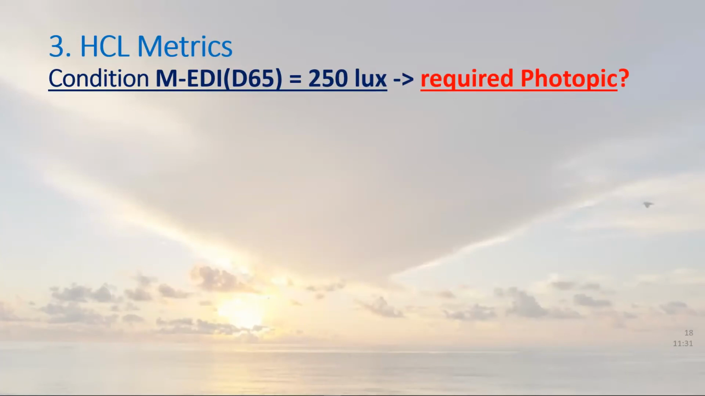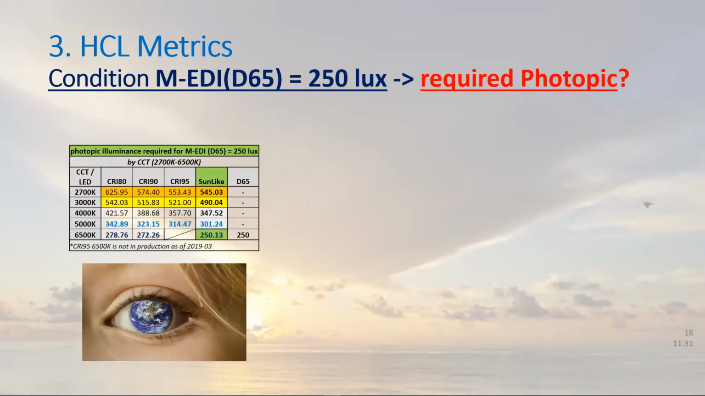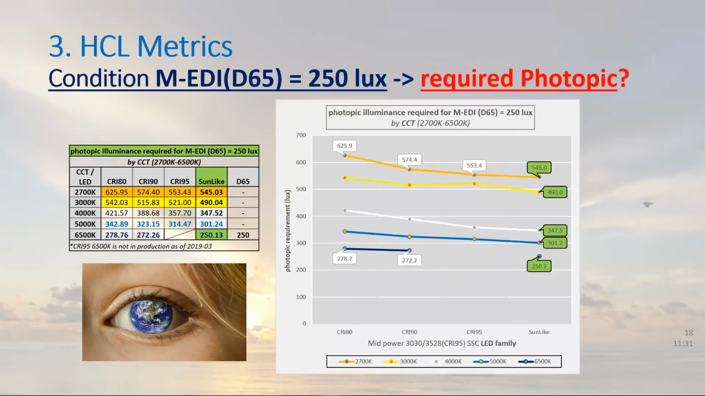So if we want to have this melanopic equivalent daylight illuminance of 250 lux, how many lux do we require from photopic? And this is what we get. Same family of SPDs here, and CCTs, and these are the values. Let's plot them. And here is the total plot, and let's go into details.